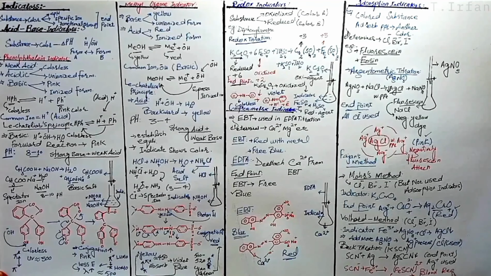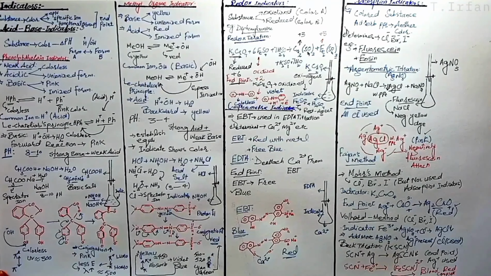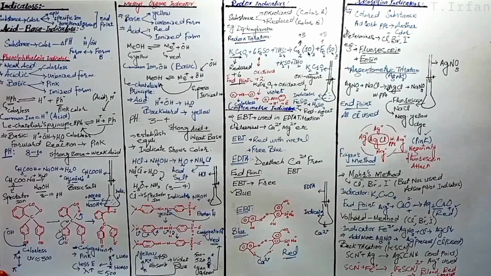Here, potassium thiocyanate tells the exact amount of silver ions. And by subtraction of this amount from the total used silver nitrate, we can find the exact amount of the chloride ion.